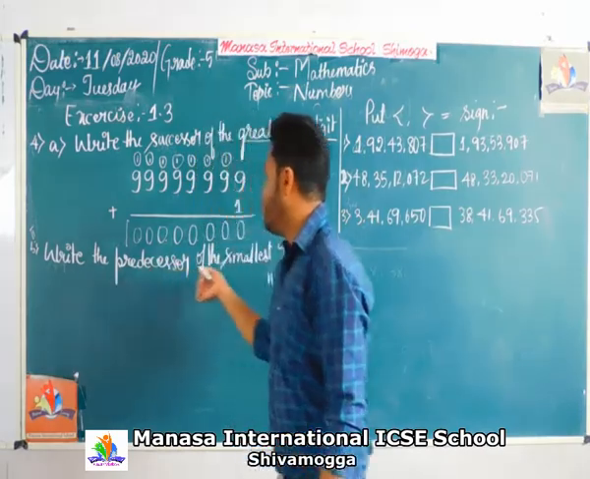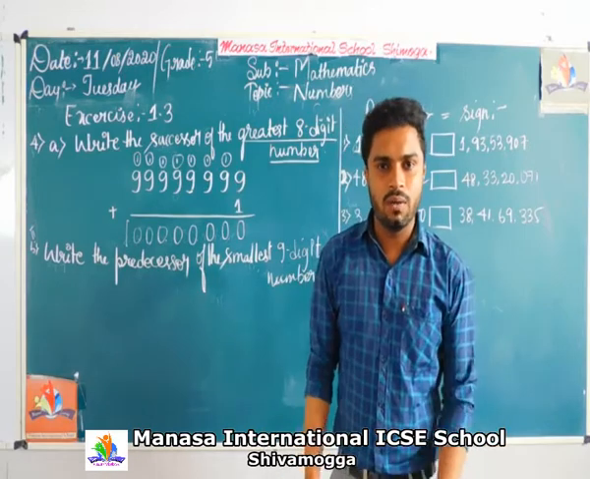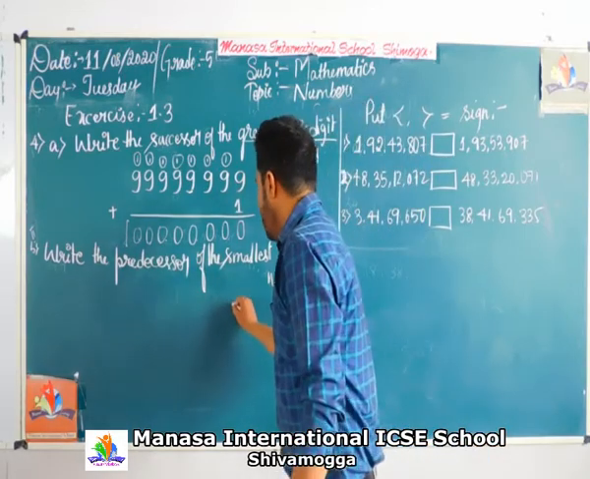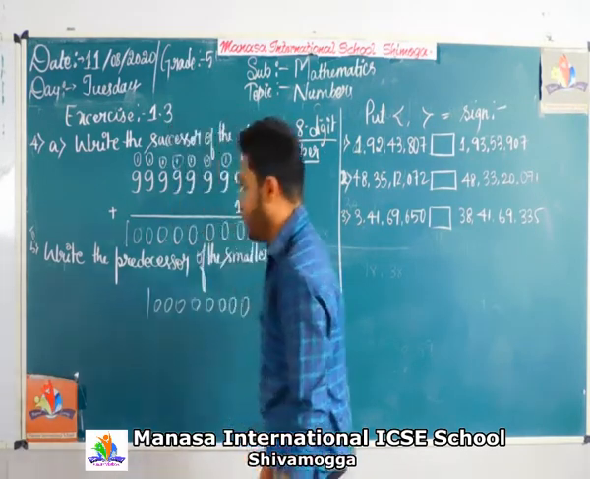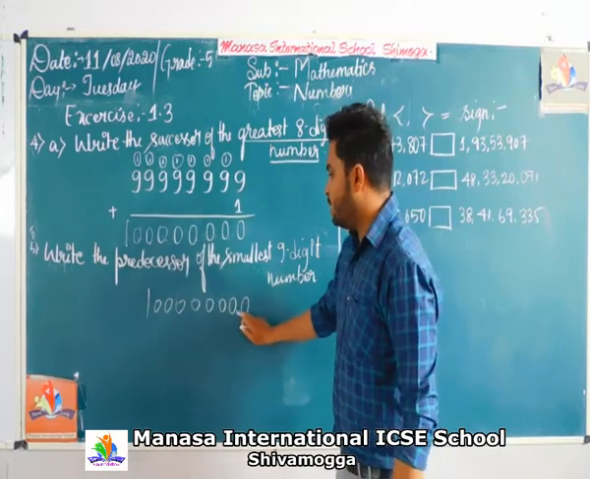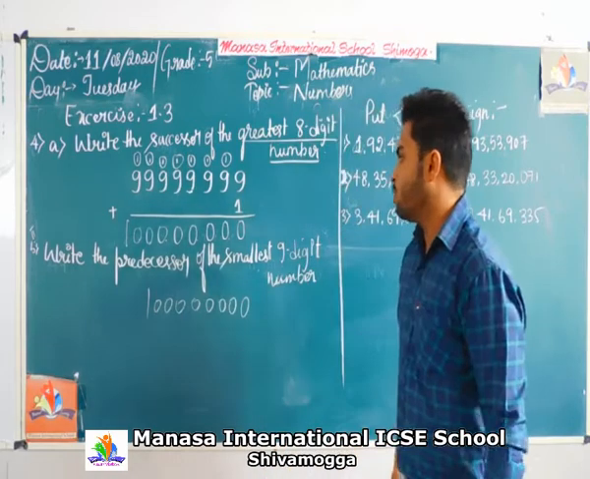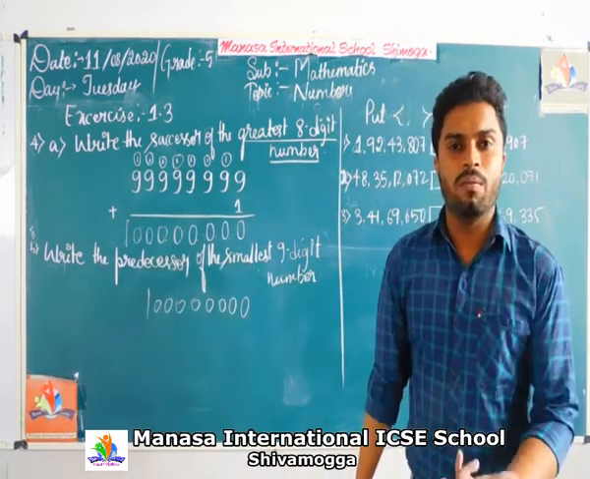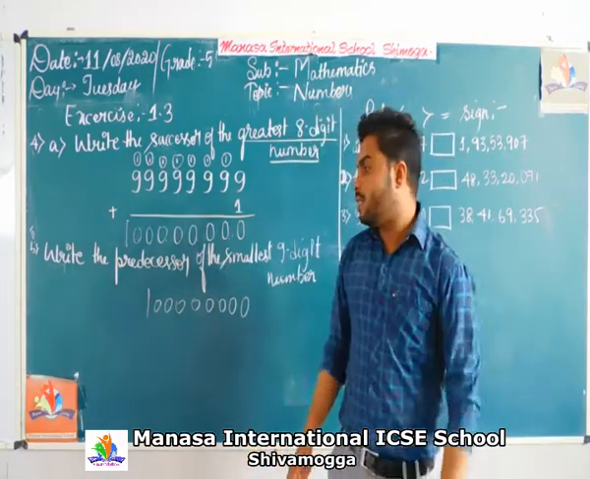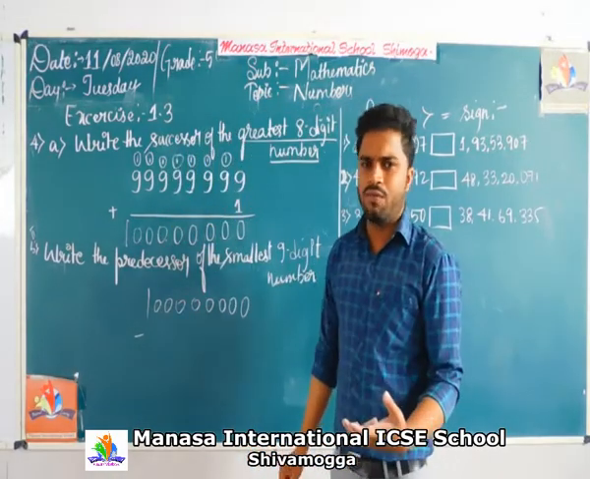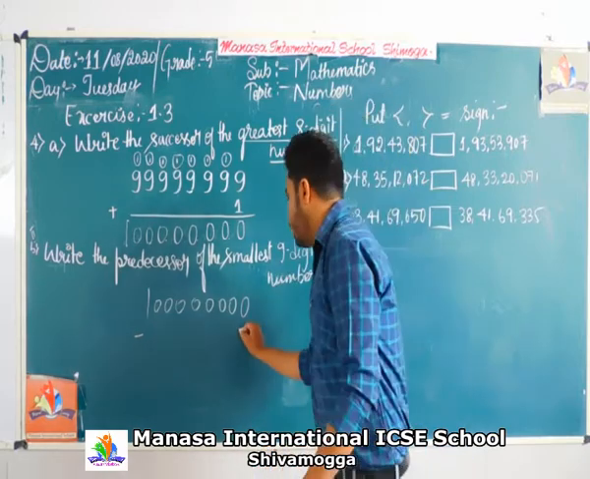Next, write the predecessor of the smallest 9-digit number. Smallest 9-digit number. Okay, we'll see 1, 2, 3, 4, 5, 6, 7, 8, 9. We'll just count this. 1 stands at 100, 1000, 10,000, lakh, 10 lakh, crore, 10 crore. It is nothing but 10 crore, the smallest 9-digit number. Okay, now predecessor, successor means adding, predecessor means subtracting. I'm sure that you have not forgotten to add or to subtract. So it is minus 1.